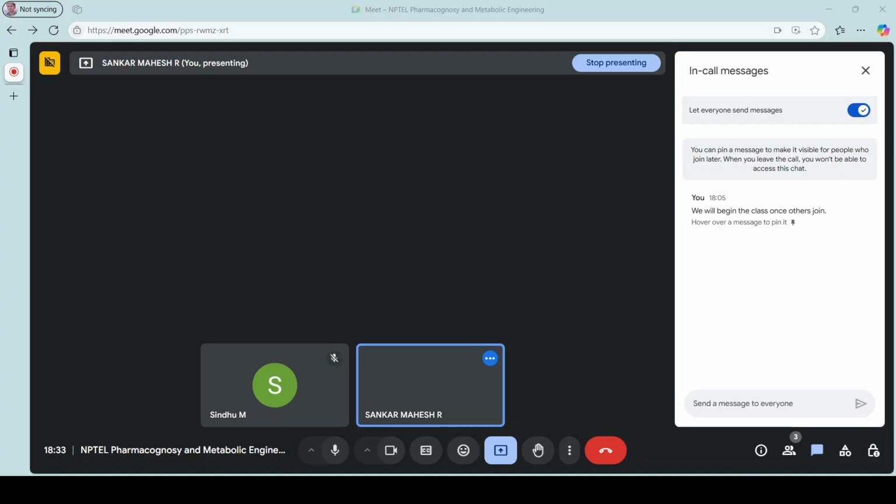The next question is, identify the correct biosynthesis pathway of lutein from phytoene. And four different options are given here. Phytoene gives zeta carotene, which gives lycopene, which gives lutein. Phytoene gives lycopene, which gives zeta carotene, which gives lutein. Phytoene gives gamma carotene, which gives zeta carotene, which gives lutein. And phytoene gives alpha carotene, which gives zeta carotene, which gives lutein.